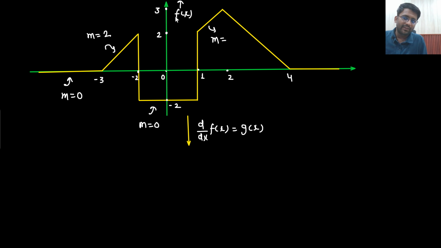Sir, x increases by 1, y also increases by 1. So slope is 1. What is the slope here? Sir, x increases by 2. But sir, y decreases by 3. So slope is minus 3 by 2. Is that understandable to you? Y decreases by 3, x increases by 2, so slope is minus 3 by 2. Understandable? These are the slopes.